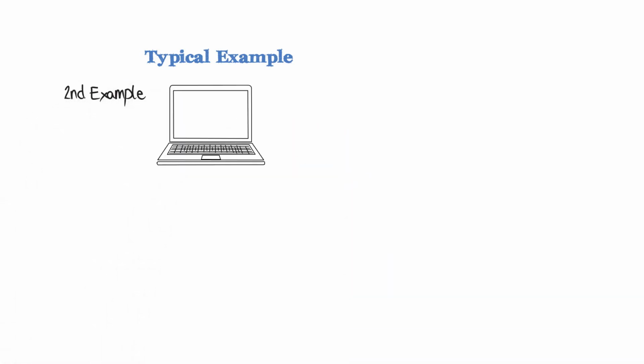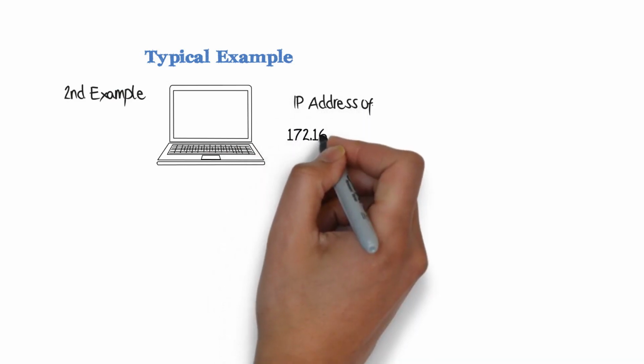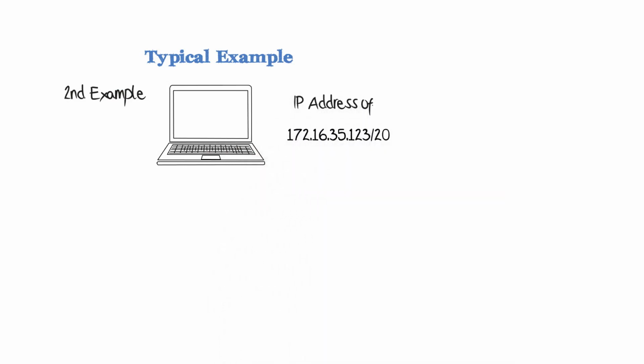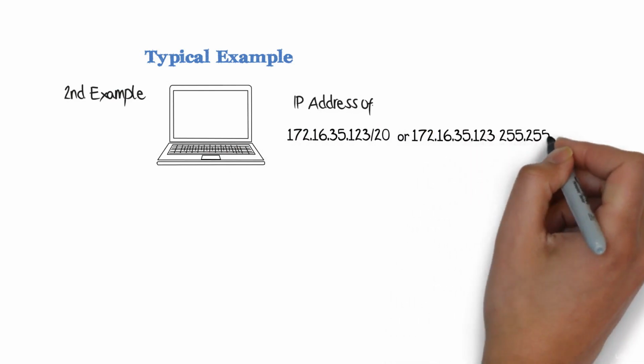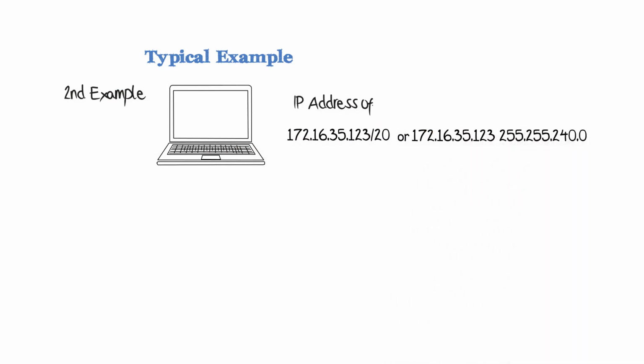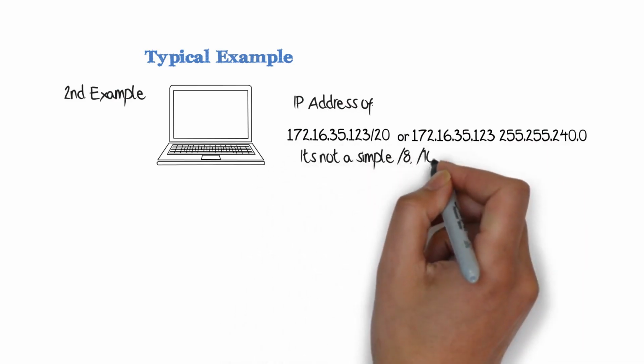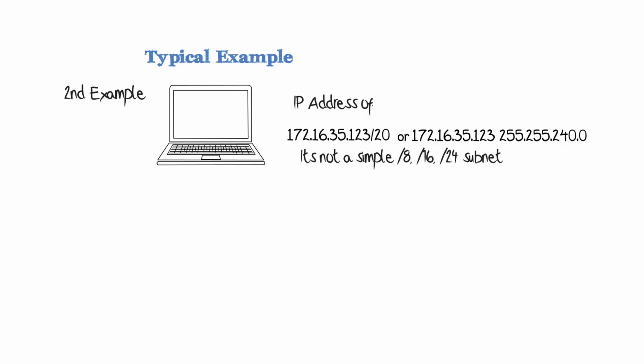So in this example you've been given an IP address of 172.16.35.123/20, or in other words 255.255.240.0. This is a little bit more complicated because the mask does not fall on the octet boundary. In other words, it's not a simple /8 or /16 or /24 subnet. The network and host portion lies somewhere in the third octet.